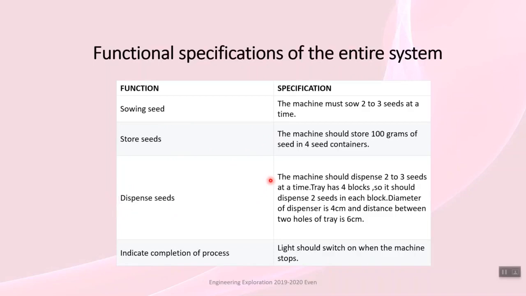The tray has 4 blocks, so it should dispense 2 seeds in each block. The diameter of the dispenser is 4 cm and the distance between 2 holes of the tray is 6 cm. The fourth function is to indicate completion of the process. Its specification is that the light should switch on when the machine stops.